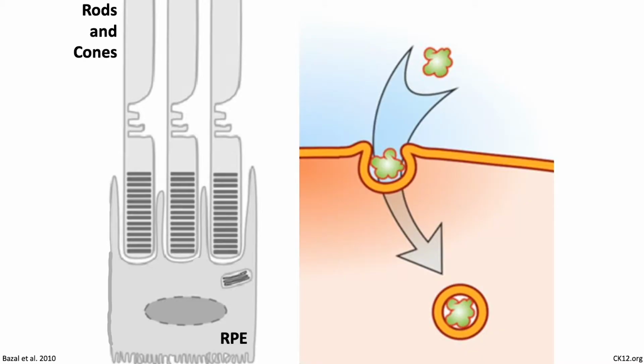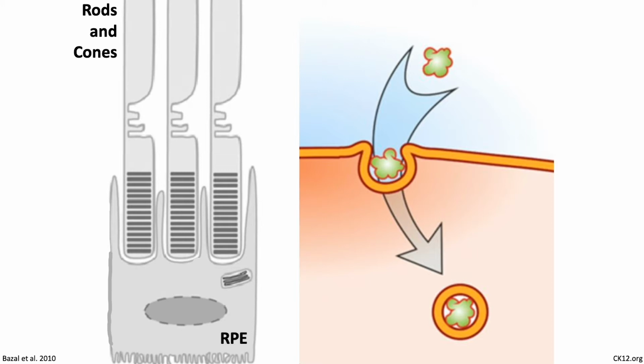Now, vision is a fickle process. There are a lot of little things that have to go right for you to actually be able to perceive the world around you. And the main place where things tend to go wrong in disease is at the interaction between your photoreceptors, so your rods and cones, and a cell type called the RPE.